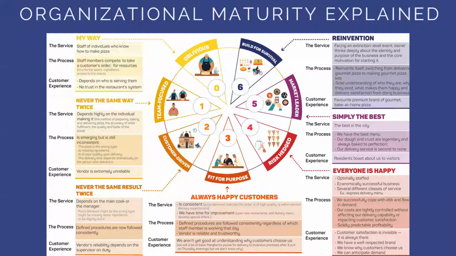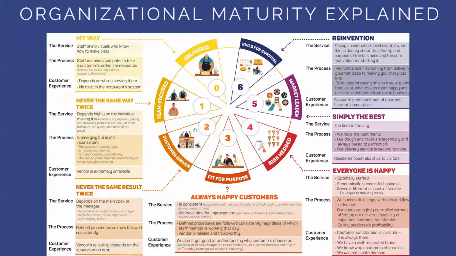And the difference between maturity level 2 and 3 is that at maturity level 3, you are fit for purpose. So your pizza will always be perfect and always meet customer needs, no matter if the owner is there or not. So the process is very stable. Customers are always happy, and the whole flow and delivery are very predictable.